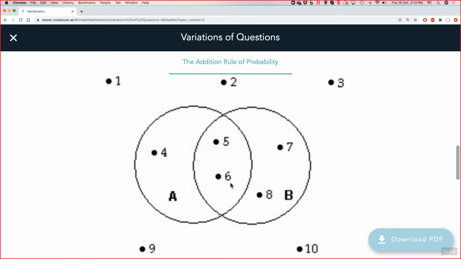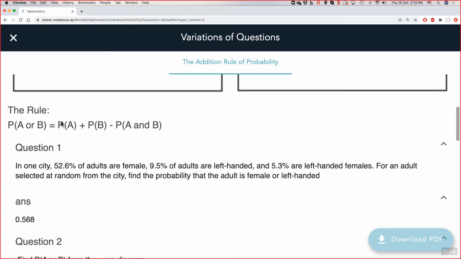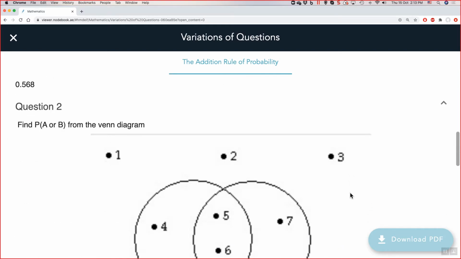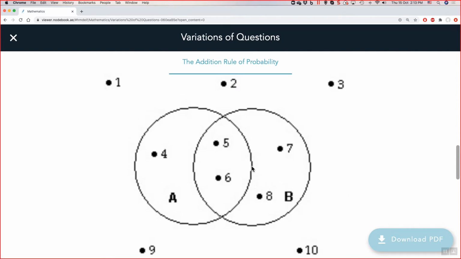So this will be 2 out of 10. So we can apply this rule again, and we say 3 over 10 plus 4 over 10 minus 2 over 10. But the question is now, do you think we really need to apply the rule? The question I'm asking you, do we really need to get the probability of A and the probability of B and then apply the rule? Or we can just look at the union of A and B together and count how many outcomes the union has. What do you think?